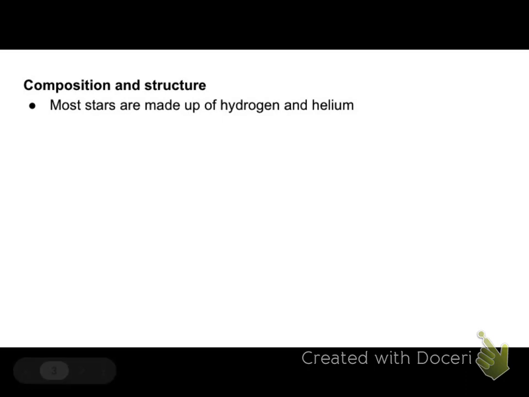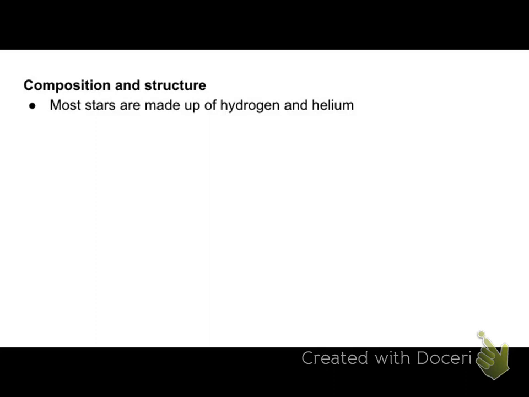Now let's talk about composition and structure. Most stars are made up of 2 gases, hydrogen and helium. Now, notice I say most. There are stars that have other gases in them, but these 2 are the most common, okay? And the reason that they have helium and not just hydrogen is, remember, we just talked about nuclear fusion happening in the center of these stars.